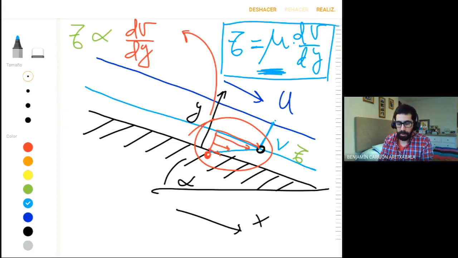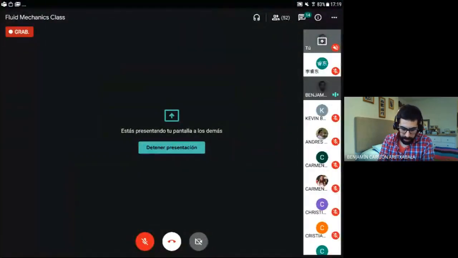Most fluids, water among them, behave like this. So the larger the shear stress, the larger the strain rate that you're going to induce, but always with the same constant. And that constant defines the fluid. So you have one constant for water, another constant for any other fluid. Okay, let me go back to the presentation.